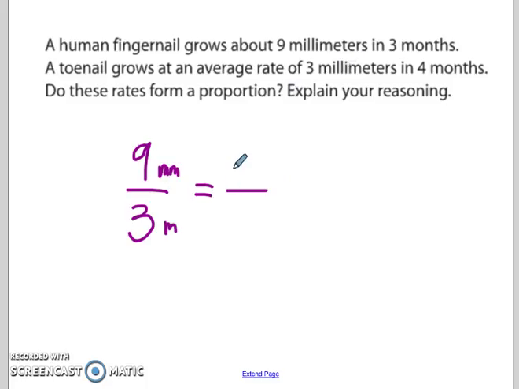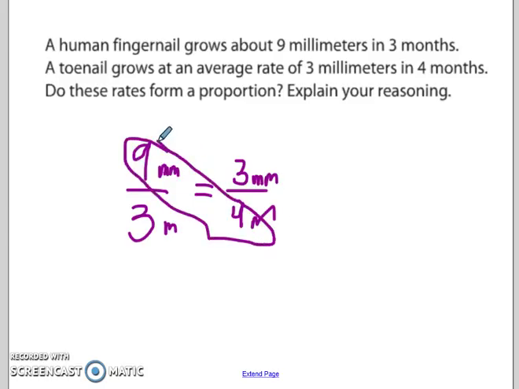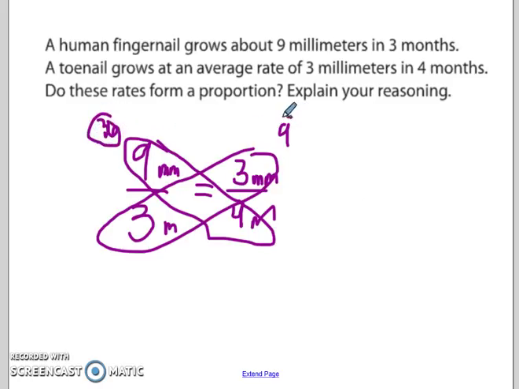Okay, so are these two rates proportional? Well, if we were to multiply like this, are these proportional? Nope, they are not proportional. Because we've got 36 over here and we've got 9 over here. So these do not form a proportion.